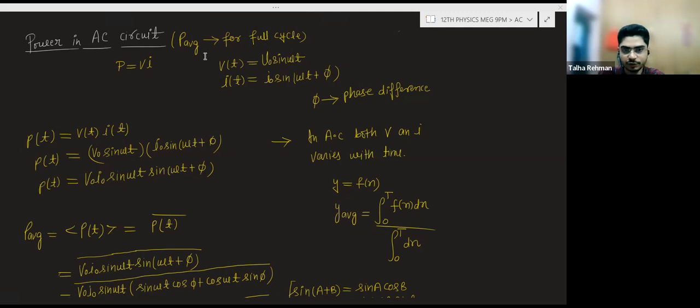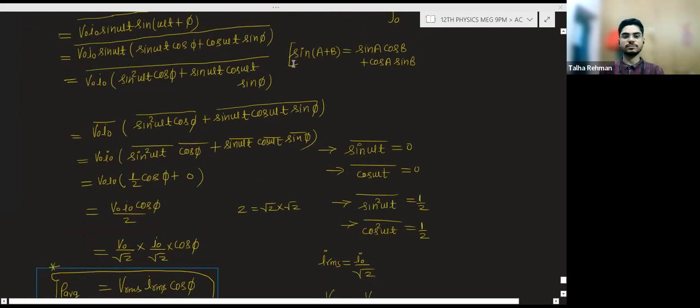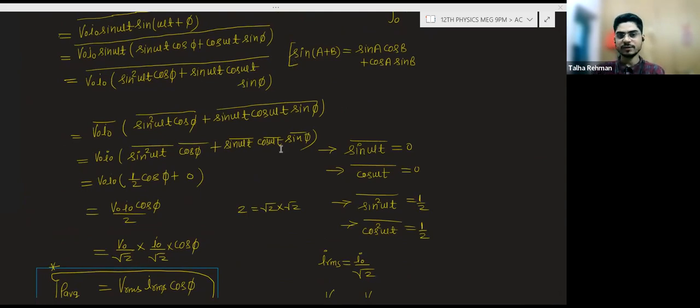This thing I have told you. This is not a DC circuit. This is an AC circuit. In an AC circuit, voltage changes with time, and current also changes with time. When I told you about the AC generator, I gave the equation of voltage or EMF: V is equal to V naught sine omega t. So here the voltage is in terms of the sine function. You should remember this. Write it down properly, otherwise you will not get what I have done here.